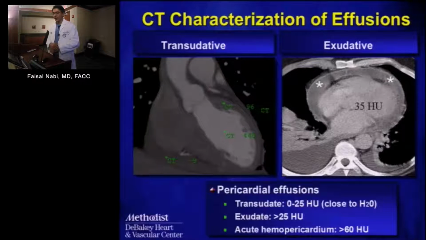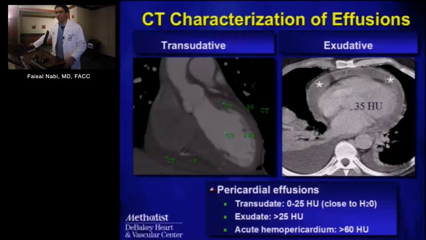So when it comes to tissue characterization, this is not the strength of CT, but we do check the Hounsfield units of the effusions. We can give you an idea of what we think is in there. Anything between 0 and 25 Hounsfield units, anything close to water, is generally transudative, whereas an effusion that has a lot of protein tends to have a Hounsfield unit greater than 25. Acute blood generally has a Hounsfield unit of greater than 60. And these are just some numbers to remember the way we use CT.